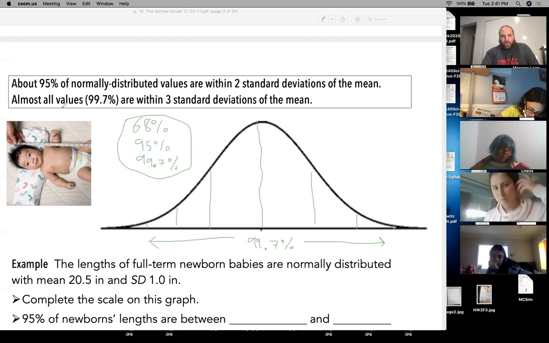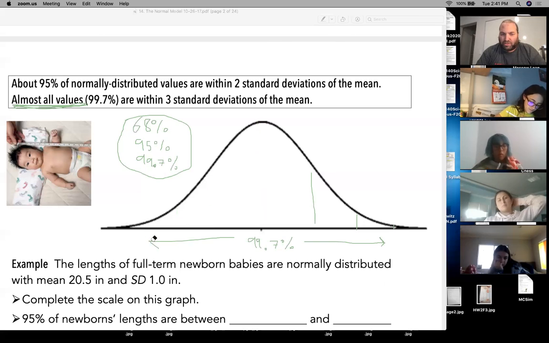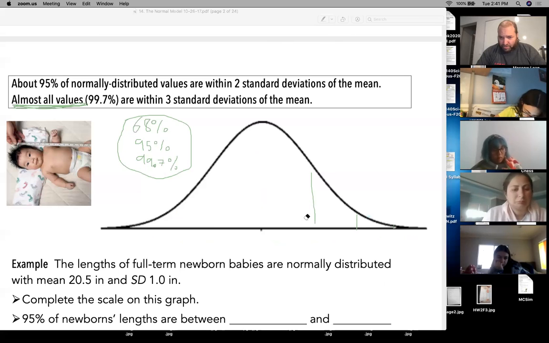Now, you'll sometimes hear the words "almost all values." When you see almost all values, that's synonymous with 3 deviations to the left and 3 deviations to the right. So almost all, that's exactly what it means when you see the words almost all: 3 deviations left and 3 deviations right. Now, what we're going to do is put this into practice so we can answer the questions on the bottom of the page.